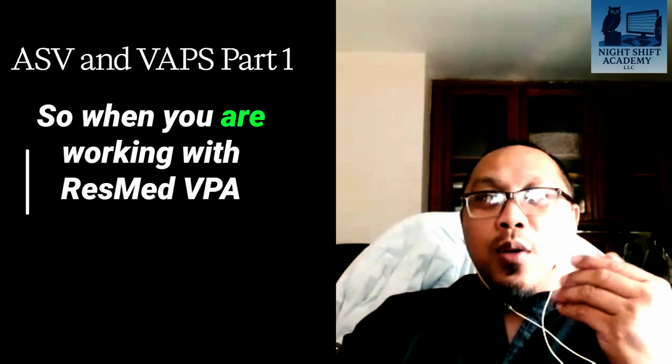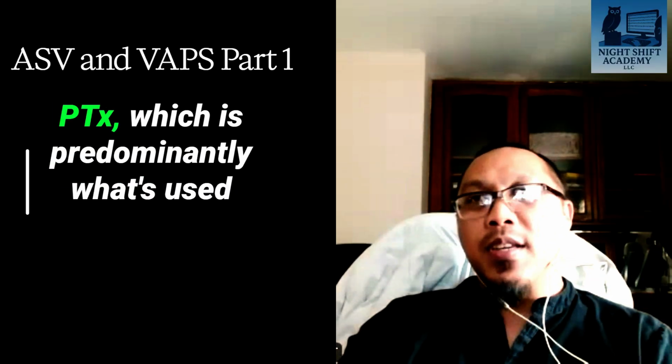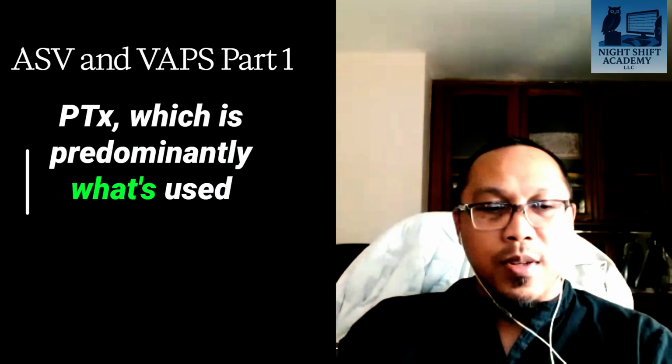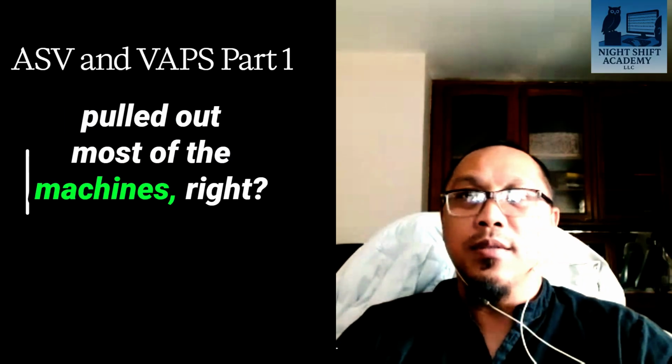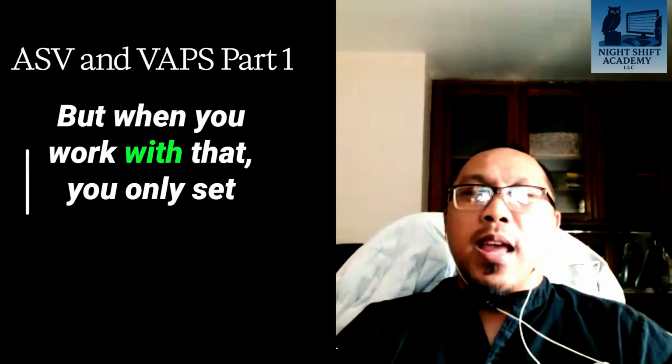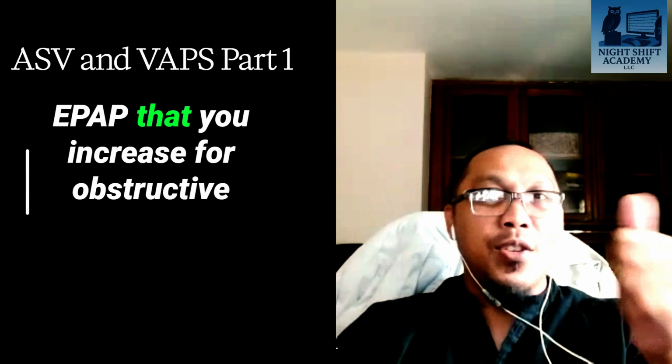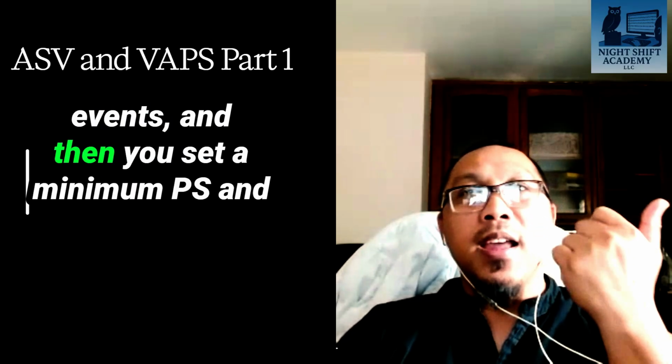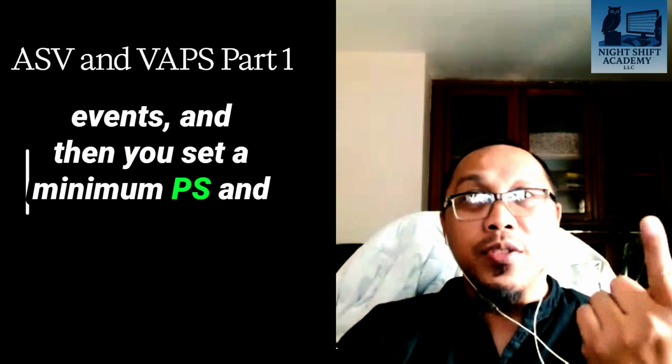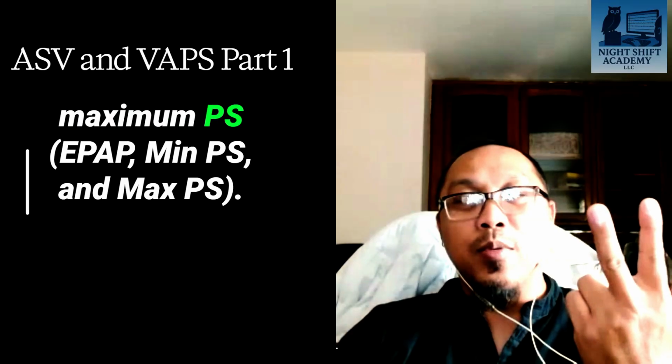So when you are working with ResMed's VAPS, which is predominantly what's used globally right now because Philips had pulled out most of their machines, you only set EPAP, titrate it for obstructive events, and then you set a minimum pressure support and maximum pressure.